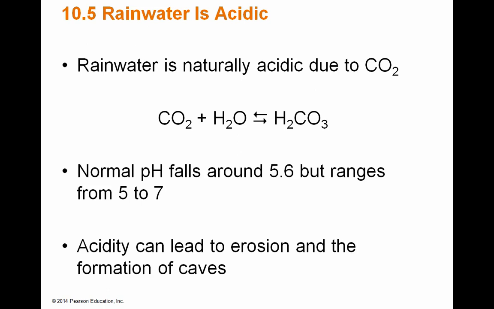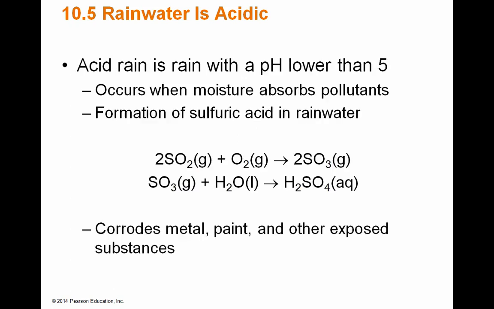range from 5 to 7, and this is still called normal rainwater. This is not called acid rain. So just rainwater itself has a normal pH between 5 and 7. This acidity can lead to both erosion and the formation of caves, but this is all kind of the natural way things always work. Acid rain is more specific.